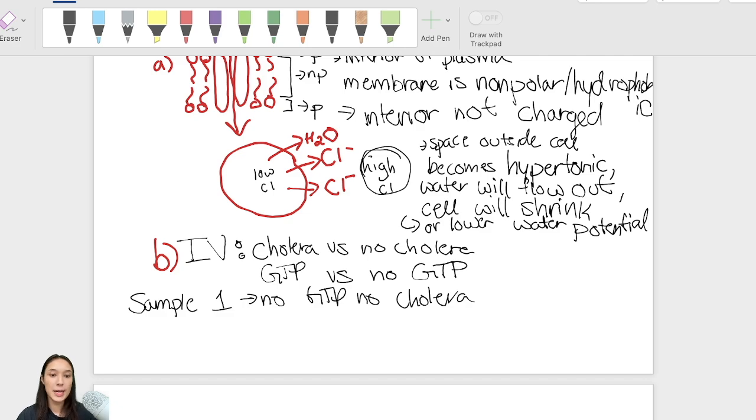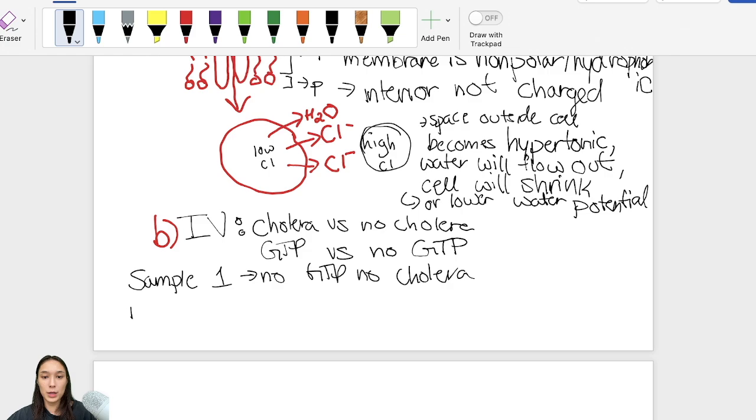Another thing that you could say is the ones that lack cholera, because again, those are kind of negative controls for cholera, but they still have GTP. So you could say sample 1 and 2 because they lack cholera. It's a little bit complicated because, again, you have 2 independent variables. That's why such a wide range is allowed. You typically don't have multiple different negative controls if you only have 1 independent variable that you're changing. If you have multiple independent variables, you kind of need multiple negative controls.